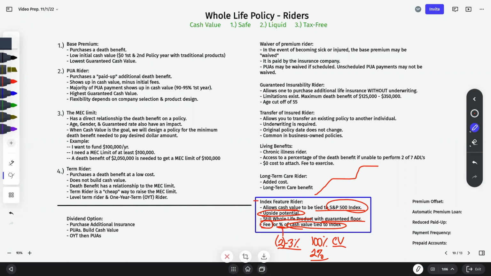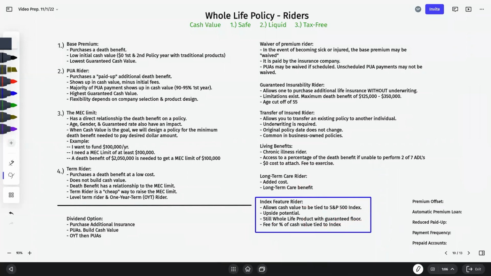If it's 50% of my cash value, so I've got 50% of my cash value tied to the S&P 500 index and 50% tied to the basic dividend rate, then that 2% fee will only be assessed to the 50% of my cash value that's tied to the S&P 500 index. And again, we can adjust it year over year. So let's provide some more information on this. We're going to go through a couple demonstrations here as well.